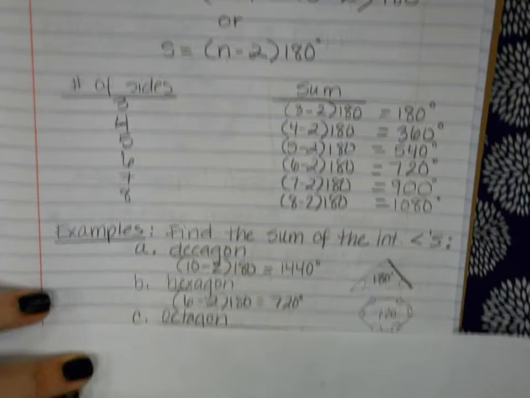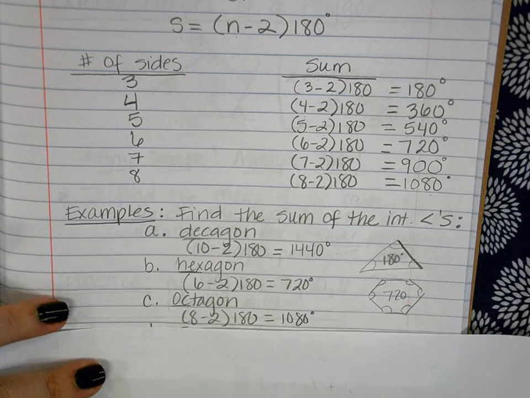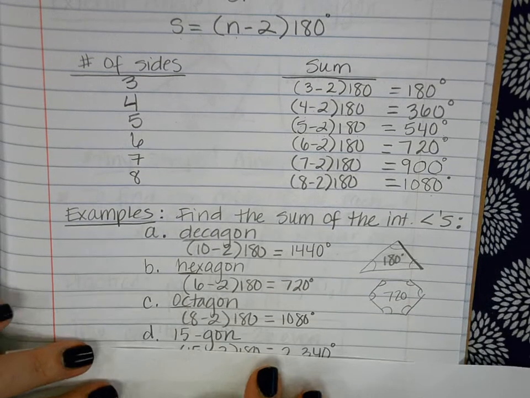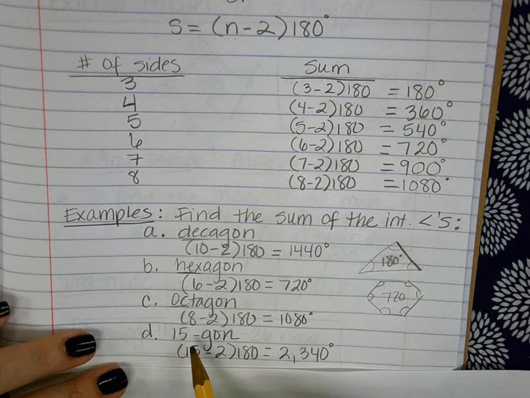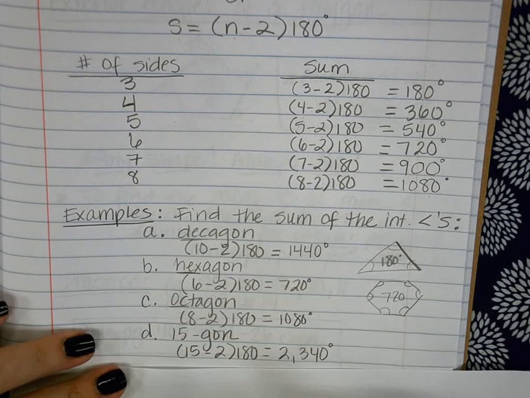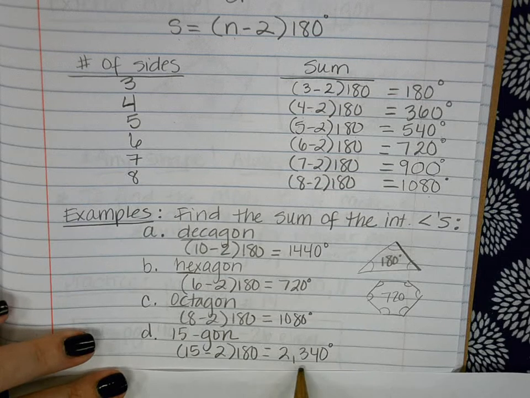All right, octagon is 8. So that's 8 minus 2 times 180. And basically after 10, it'll say like 11-agon, 12-agon, you know what I mean? It says the number, which is good. So that one's big. It's 2,340 degrees.